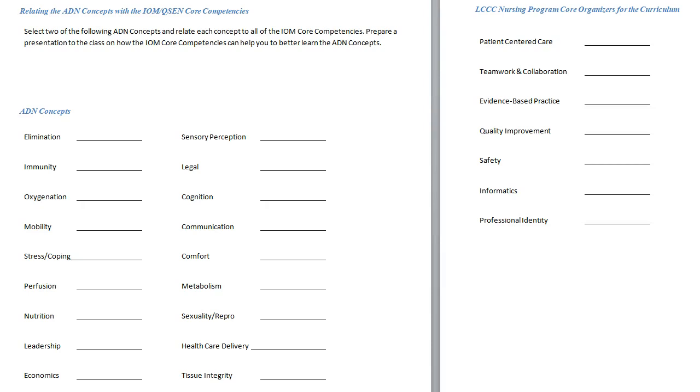And in this course of Nursing 100, we are going to discuss most of these concepts and only the concepts. As you can see on this sheet, we will talk about elimination, oxygenation, mobility, stress and coping, perfusion, nutrition, leadership, sensory perception, communication, comfort, metabolism, healthcare delivery, and tissue integrity. Those are the concepts that we will cover here in Nursing 100.